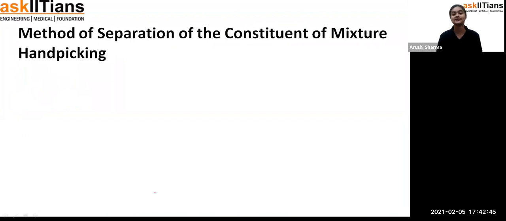Now we are going to discuss some separation methods so that we can separate a substance from a mixture. First of all, it is hand picking. Hand picking, student, is a technique used when there is a mixture of solid components, and those solid components are of a large size, visible to our eyes, so that we can easily identify that something is present there.